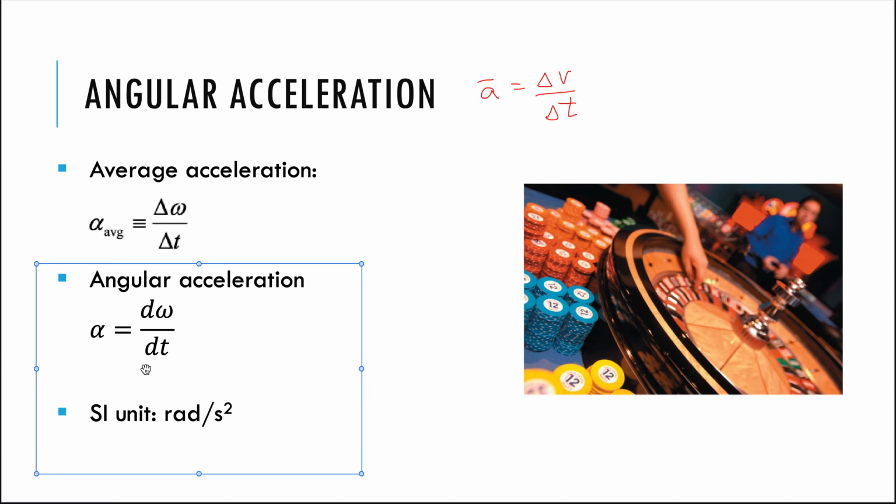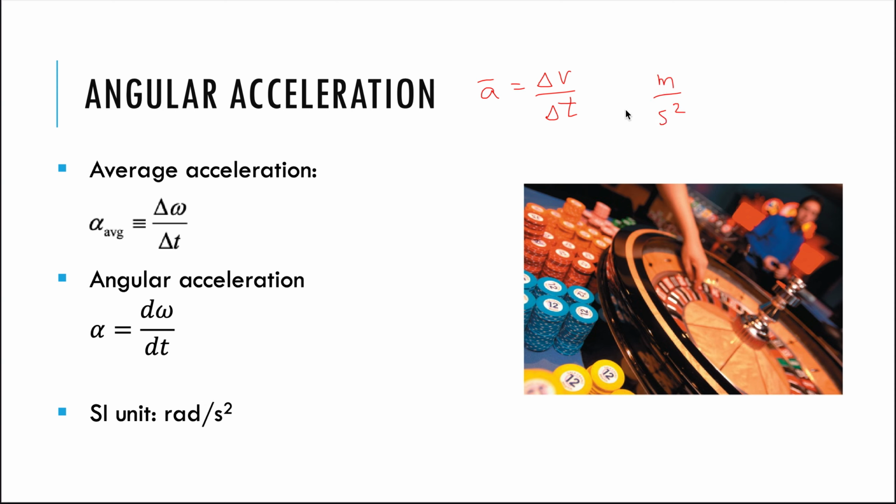We can also define the instantaneous angular acceleration as the derivative of the angular speed with respect to time. And the unit is radians per second squared. It used to be meters per second squared, right? Now it's radians per second squared. So the thing about this video is that these quantities that we are seeing are the same as before, but now they're corresponding to objects rotating instead of moving in a straight line.